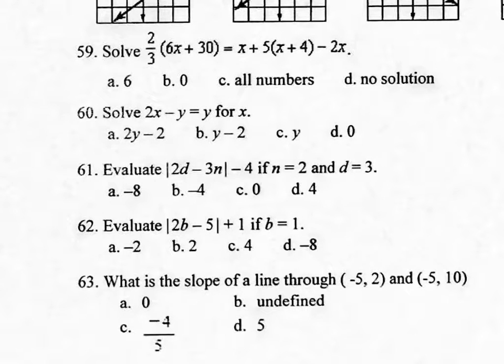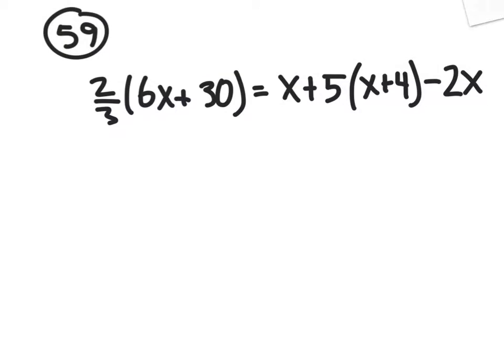So in order to do number 59, first of all, you need some space. So let me rewrite this thing. And let's distribute the 2/3, okay? It's either that or you get rid of the 2/3 by multiplying everything by 3. But I'm going to distribute 2/3.